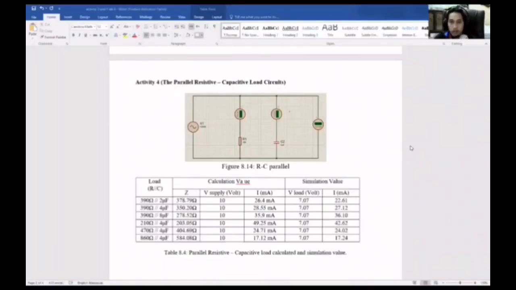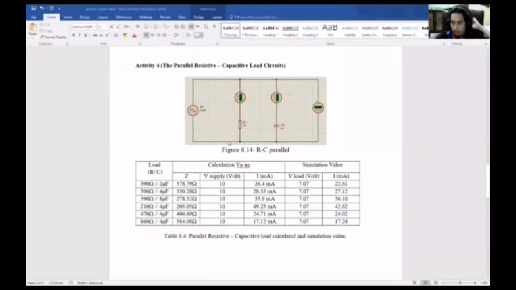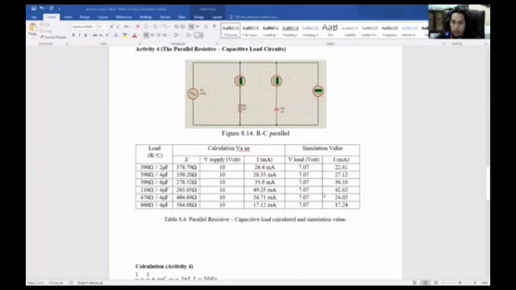Okay, now we go to the report for activity 4, which is the parallel resistive capacitive load circuits. Like I said, in the software, in the simulation, the circuit is almost the same, but for activity 3 we use the series circuit, and for activity 4 we use the parallel circuit. Okay, in the simulation, we got the simulation value for P load, and for the I in milliampere, we got for the six values of resistor and capacitor, which are all different values.